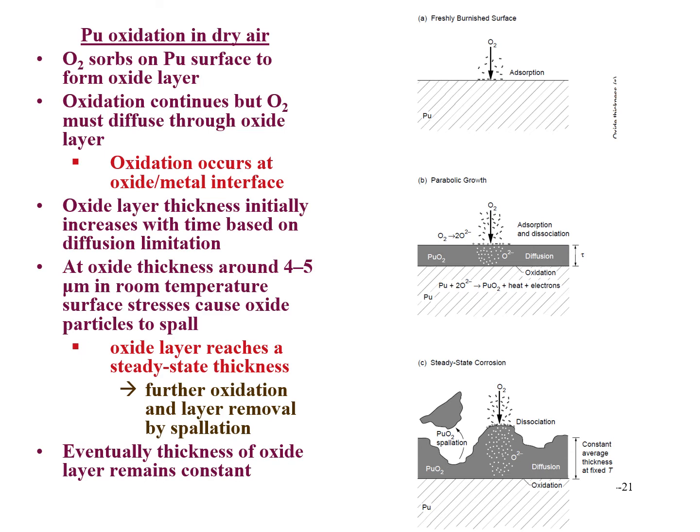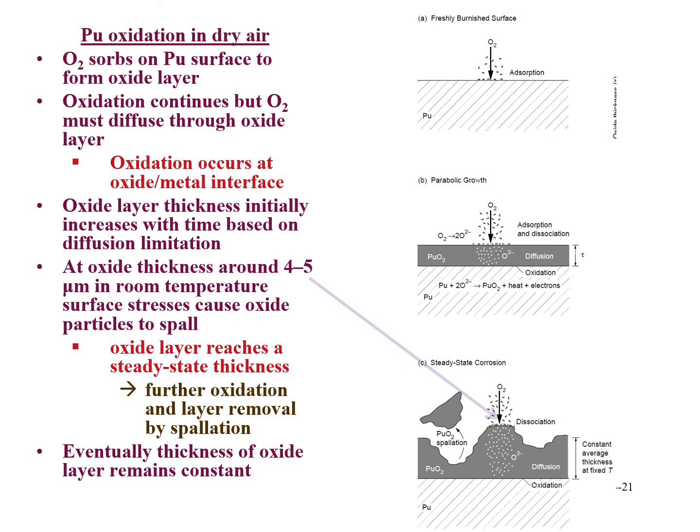Here's an example of plutonium oxidation in dry air, where we have O2 sorbing onto the plutonium surface. This forms an initial oxide layer. Over time that oxide layer grows, and then we have diffusion of the oxygen through that layer in order to oxidize more of the plutonium metal. During this process, through the oxidation, heat occurs. It's an exothermic reaction.